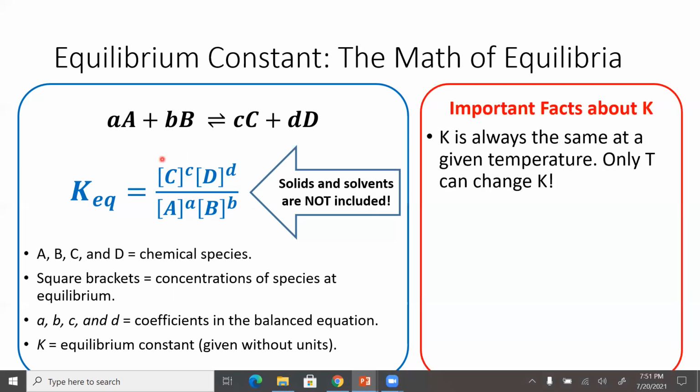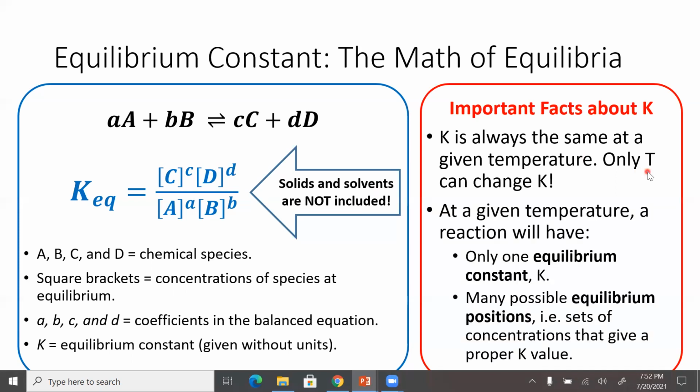Now, some things about K. K is a constant. The only thing that will change K for a particular reaction is temperature. And when we talk about a given temperature, there's only one K because it's a constant. But there are many different combinations of reactants and products that can give us that value. So the equilibrium positions can vary.